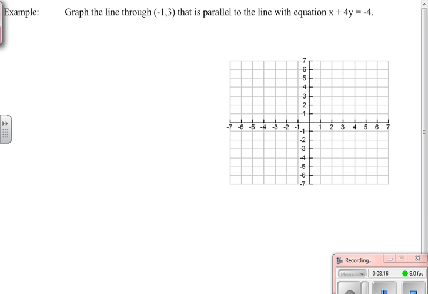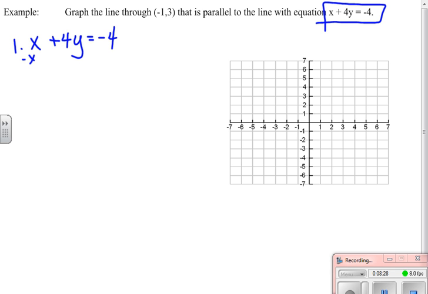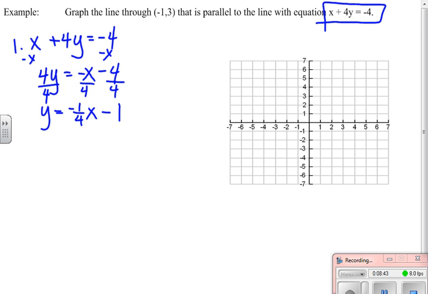So, similar sort of problem. Here's my parallel equation. So let's find out what the slope is of that one. X plus 4, subtract x from both sides, 4y equals -x minus 4, divide by 4, remember divide both pieces by 4, y equals -1/4 x minus 1. So my slope is -1/4. And that's really what I care about.